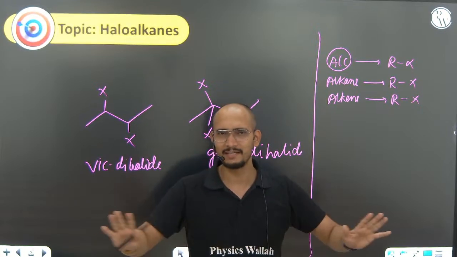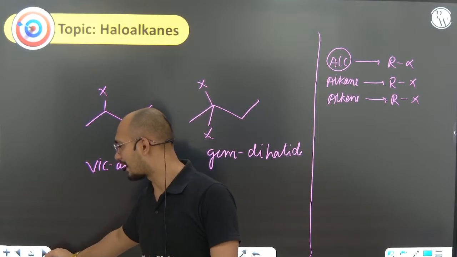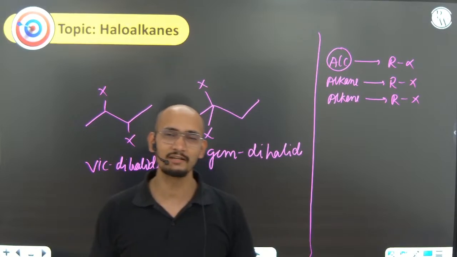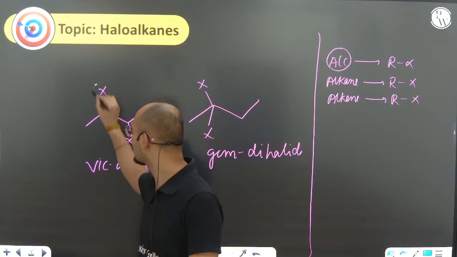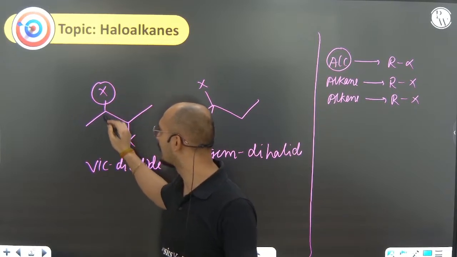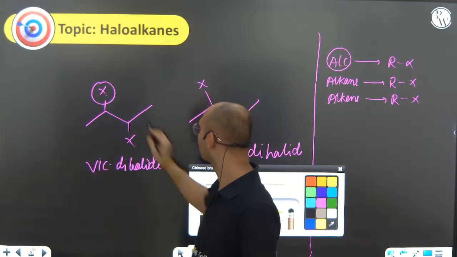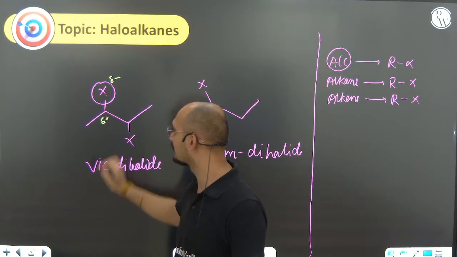There are a lot of types of reactions, a lot of possibilities, so we'll directly go to that part. Now, if you talk about the reactions, which kind of reaction does it show? Because if you see, the carbon and halogen bond is nothing but a polar bond. Here it will be delta negative on the halogen and here delta positive on the carbon.